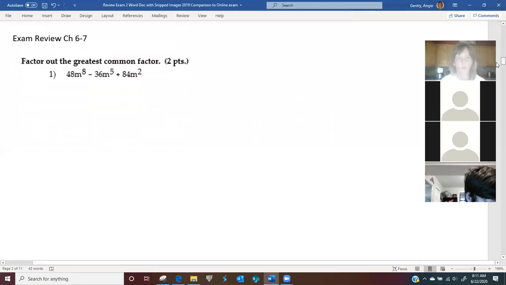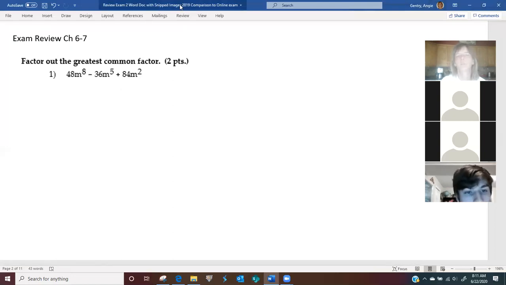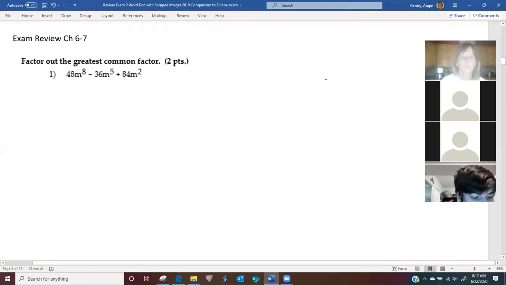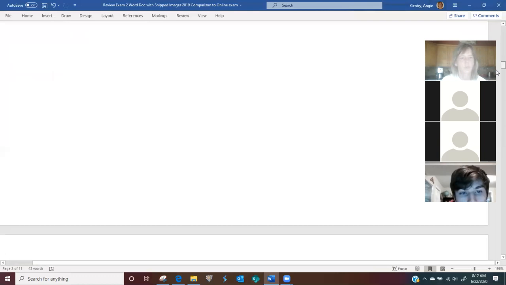Here's an exam review for chapter 6 and 7. So this is very similar to your 112. And here, do you see how at the top I titled this was last year, with snipped images 2019 comparison to online exam. I had a student who said, no, the online exam didn't look at all like the on-ground exam. Or online exam didn't look anything like the review I made available. And then I'm like, well, this is the view or the visual. Let me show you something.